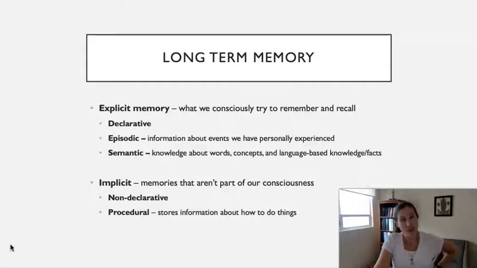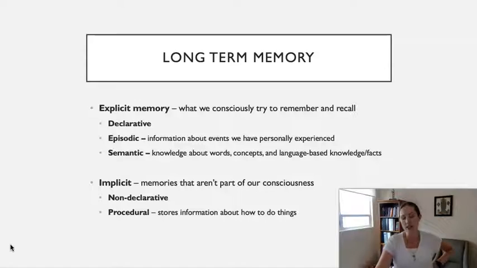Implicit are different. Implicit long-term memories are also called non-declarative. These are memories that are not part of your consciousness. It is hard to think about them. These are often procedural memories. It's how you do things. If you know how to ride a bike, that is an implicit memory. If you know how to drive stick shift, that is an implicit memory. Knowing how to tie your shoes is an implicit memory.